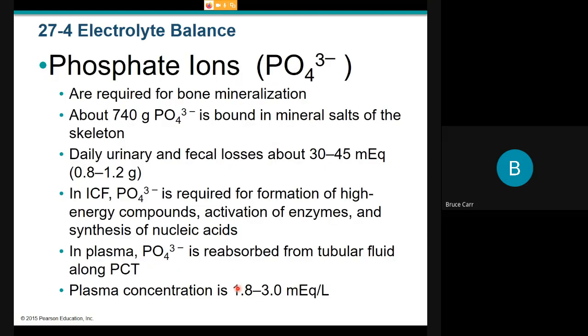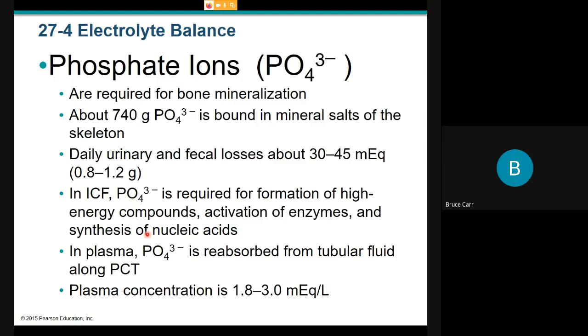Phosphate ion, gosh, we say phosphate so many times. Every time you hear ATP, every time you hear DNA, DNA is made of nucleotides, which is a sugar phosphate backbone with organic bases. It's required for bone mineralization, a part of hydroxyapatite. About 3/4 of a kilogram of phosphate is found in the skeleton. Urinary and fecal losses are about 0.8 to 1.2 grams.